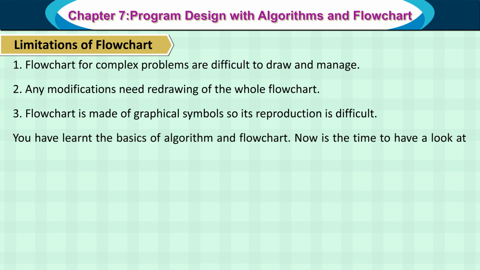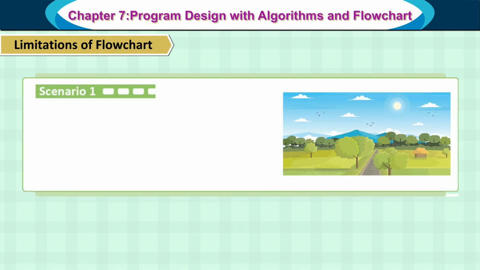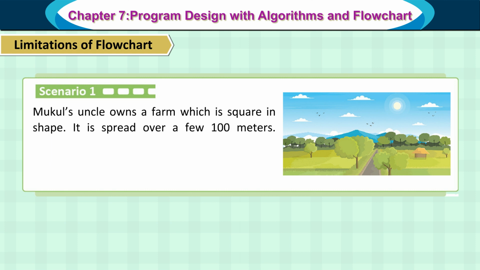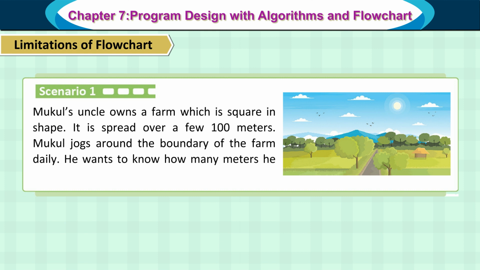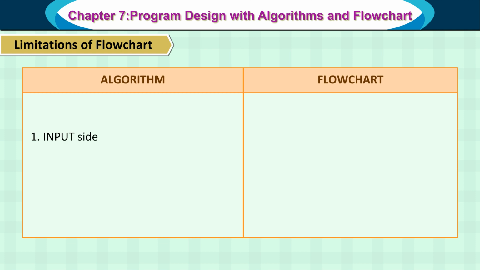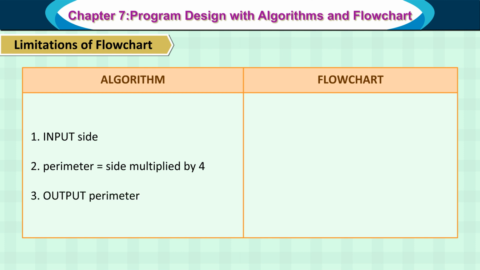We have learned the basics of algorithm and flowcharts. Scenario 1. Mukul's uncle owns a farm which is square in shape. It is spread over a few 100 meters. Mukul jogs around the boundary of the farm daily. He wants to know how many meters he runs in one round. Algorithm, flowchart. 1. Input side. 2. Perimeter equal to side multiplied by 4. 3. Output perimeter.